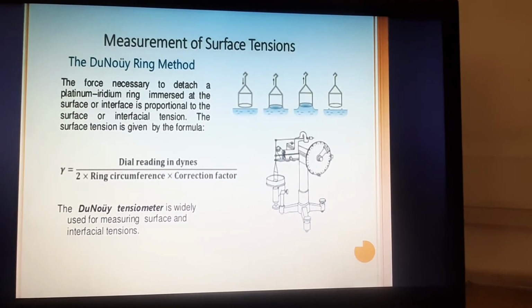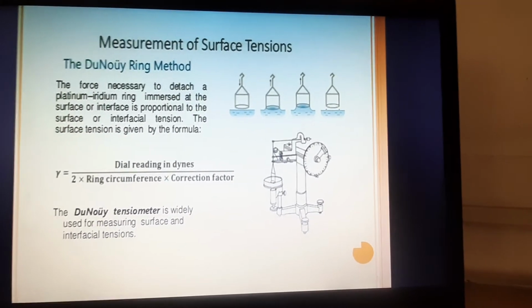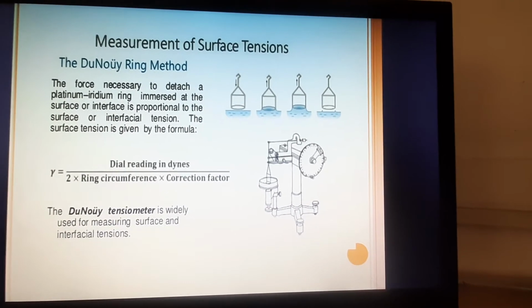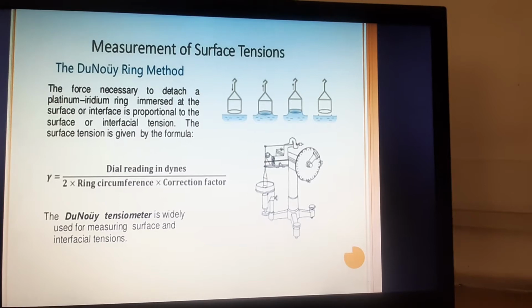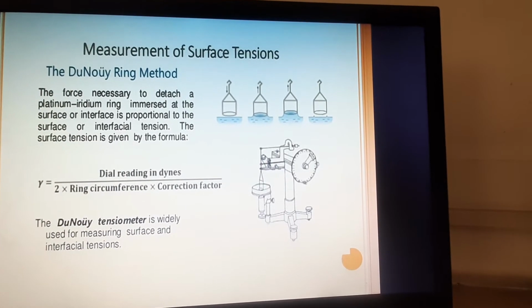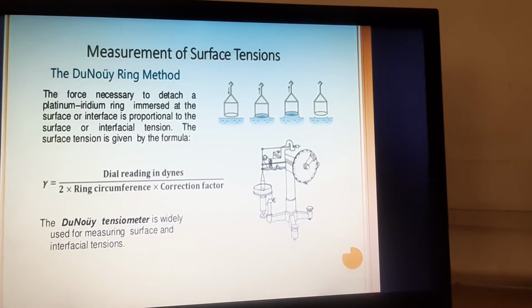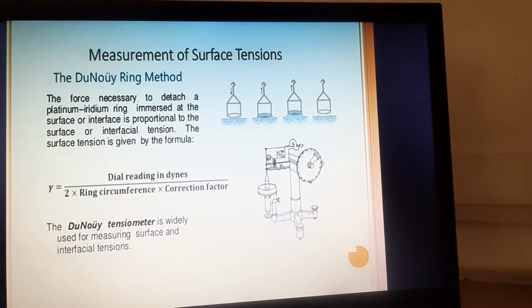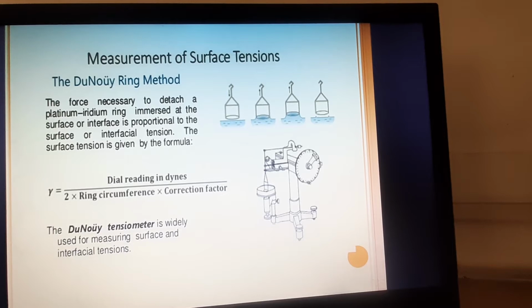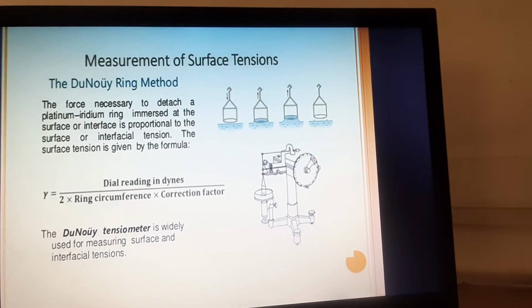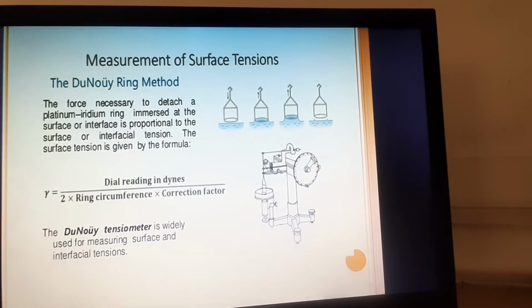By using this formula, gamma is equal to dial reading in dynes upon 2 into ring circumference, that is the circumference of the ring, into correction factor. So this is the formula for measurement of surface and interfacial tension by using this du Noüy ring method.